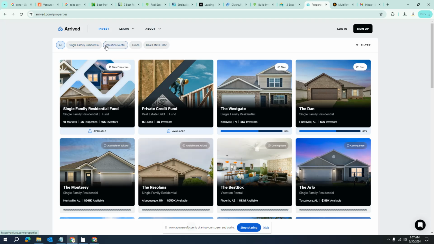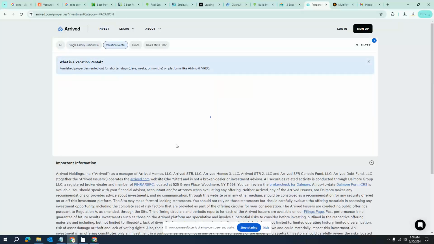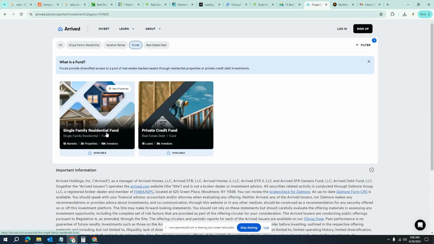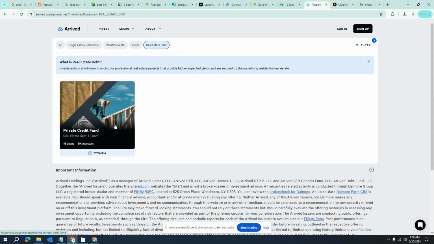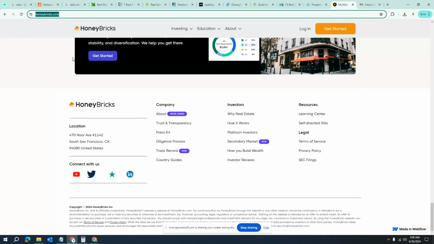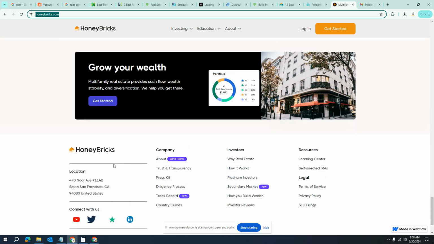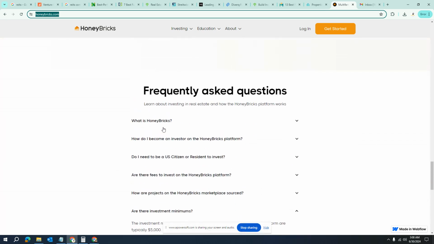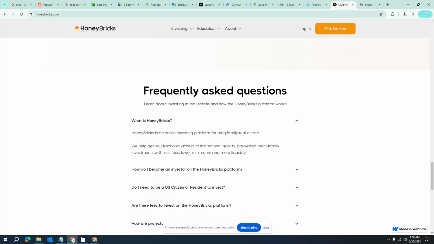They even have four different kinds: single family, vacation rental, funds, private credit fund, single family fund. So that's good to diversify your portfolio. They even have a real estate debt, so private credit fund. Same thing that we talk about. Same thing with Honeybricks. It's multifamily real estate as well.